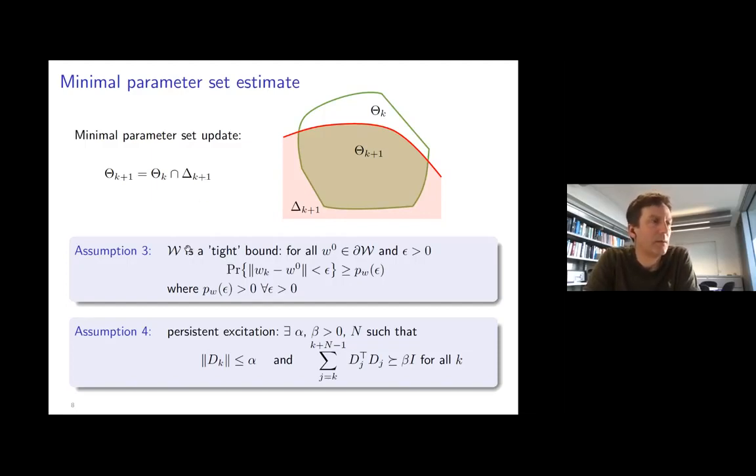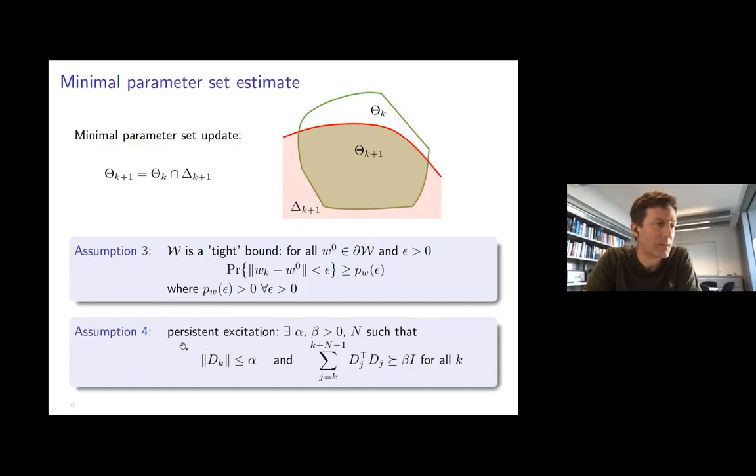First of all, the disturbance set W is a tight bound, in the sense that given any point on the boundary of this disturbance set, there is a non-zero probability of a realization of the disturbance being arbitrarily close to that point on the boundary. So for every point on the boundary, there's a non-zero probability that a realization will actually be arbitrarily close to that point on the boundary.